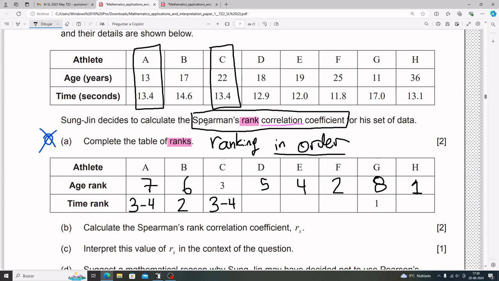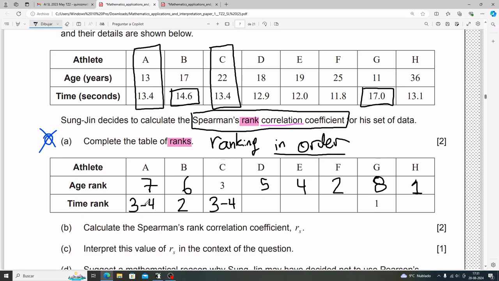Your highest time was 17 seconds. Your second highest was 14.6. And your third highest is between athlete A and athlete C. So they're both sort of fighting for the third place, the fourth place. So how do you leave it? For now, let's leave it as between 3 and 4.